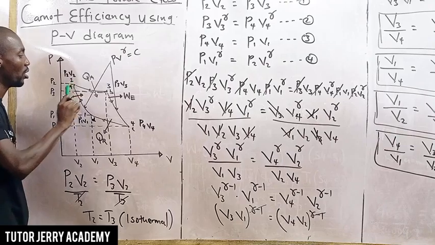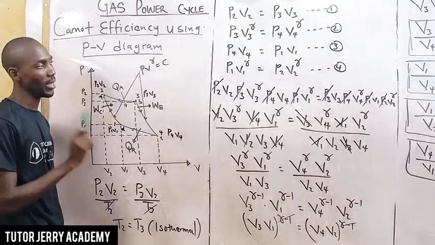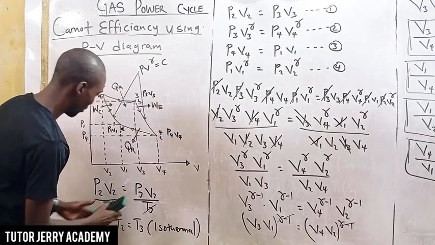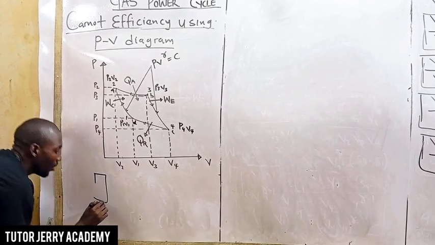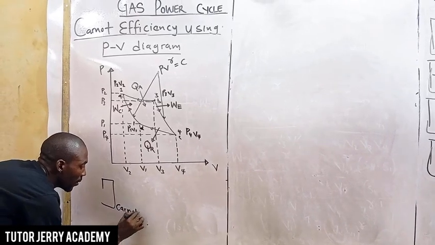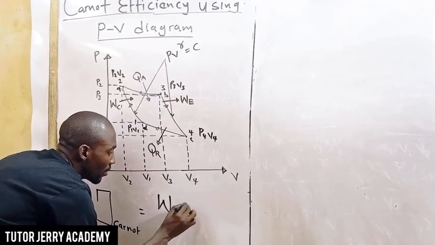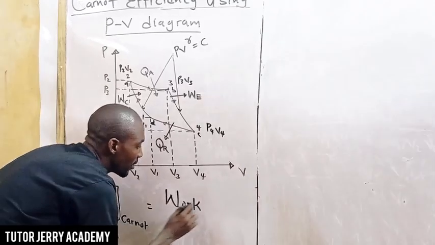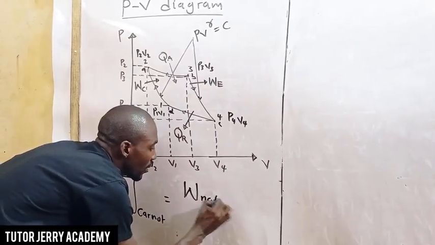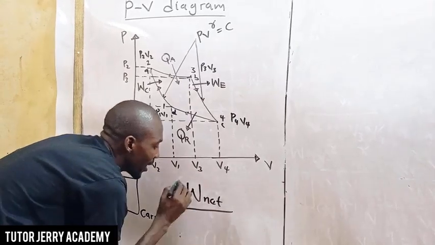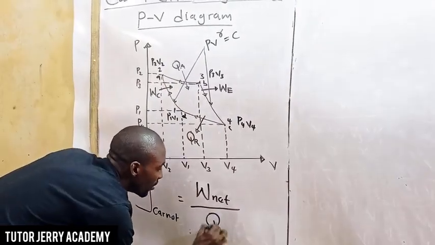This is the total work done throughout when we move from A to B, from B to C, from C to D, and from D to A. So let's look for the work net. We know that our Carnot efficiency equals work net all over heat supply, and the heat supply is QA, that is the heat added.